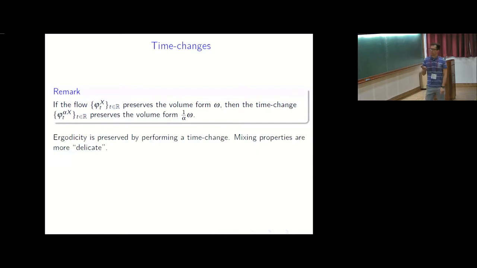An easy observation is that if your smooth flow was preserving some volume form omega, then the time change flow preserves an equivalent volume form. And since orbits are not changed, ergodicity is preserved by performing a smooth time change. On the other hand, mixing is more delicate and requires some more thinking.